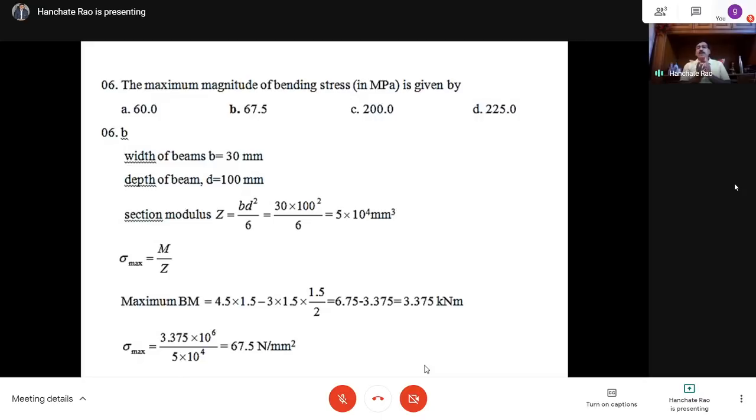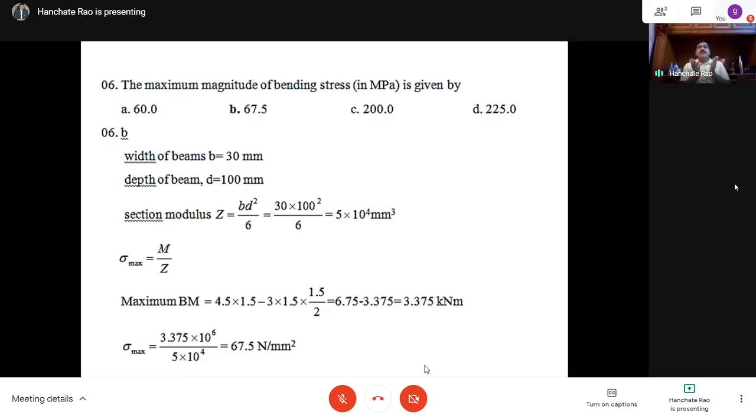So section modulus we have defined. Section modulus is nothing but I by y, that is, moment of inertia divided by extreme fiber distance. So I by y max. We have found the section modulus for a rectangular section. I is bd cubed by 12, divided by d by 2. So we have got 1/6 bd squared.